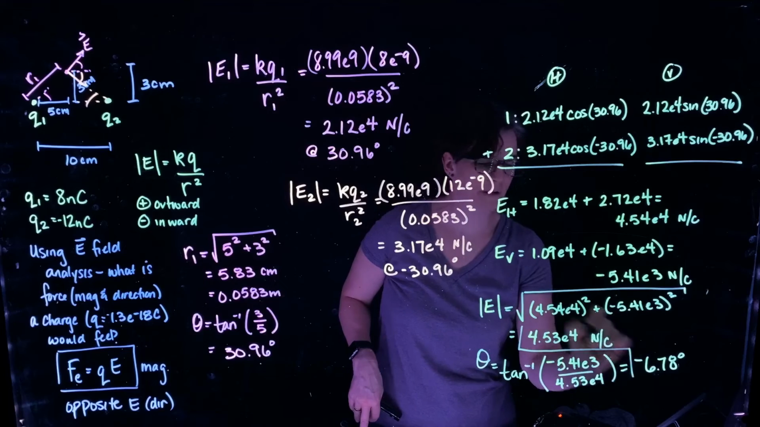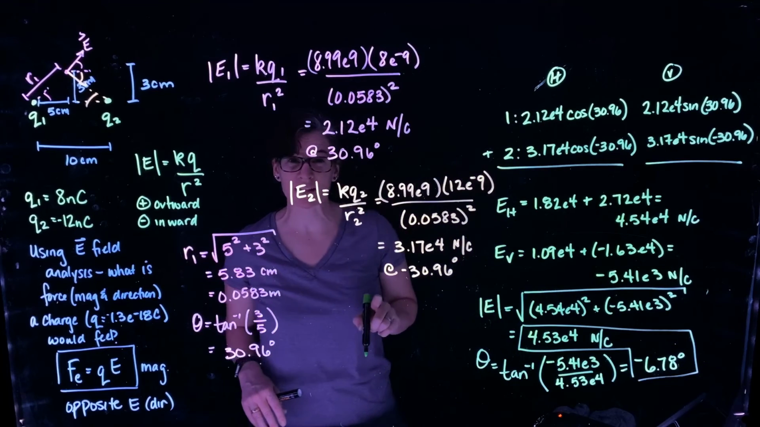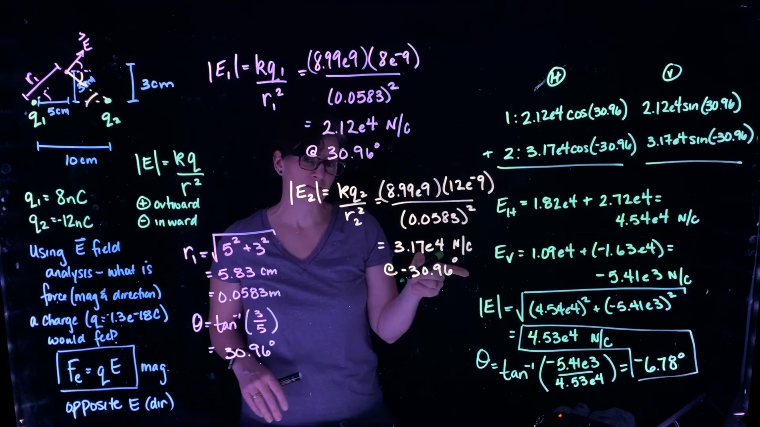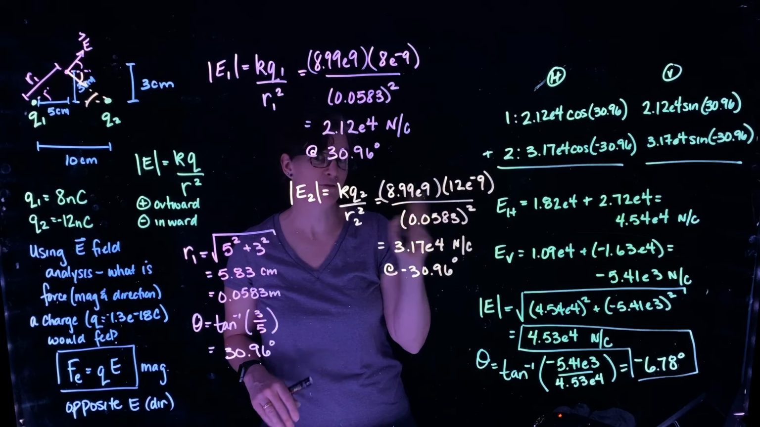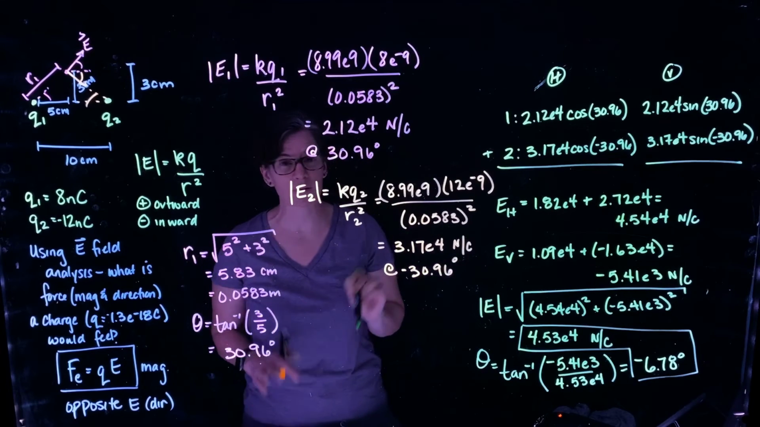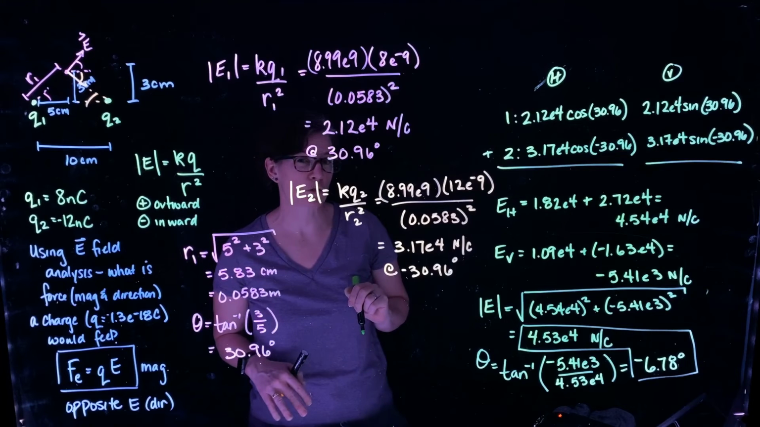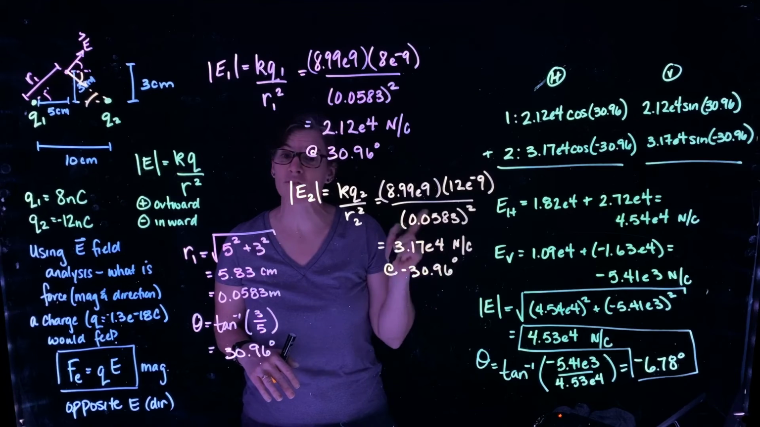Now, is that an appropriate angle? Again, with tangent, we always have to confirm the appropriateness of the angle. A negative angle means it's in the fourth quadrant. Horizontal component should be positive. Vertical component should be negative. And that's it. So that angle is appropriate. We don't have to shift it to quadrant 2 or 3. Okay, so that's the magnitude and direction of my electric field.